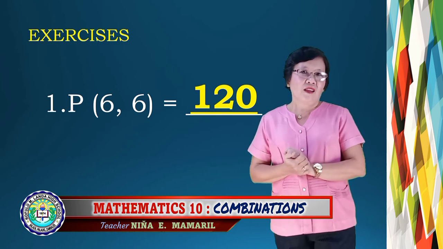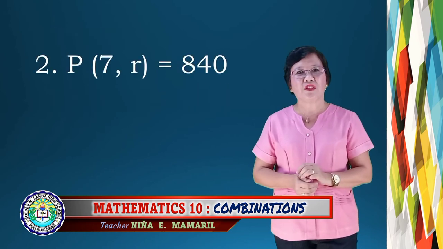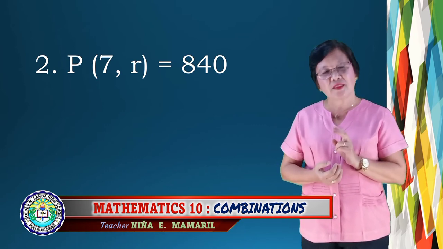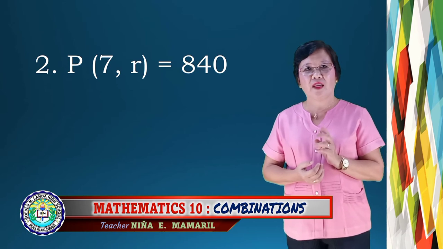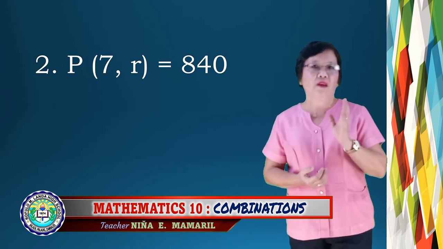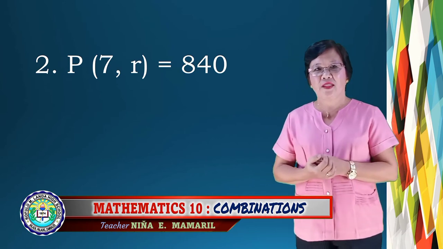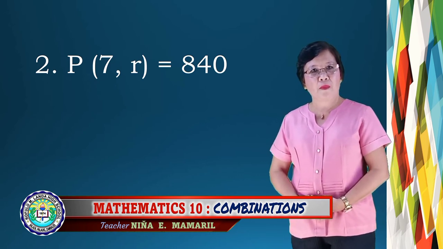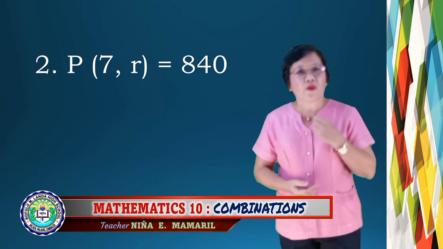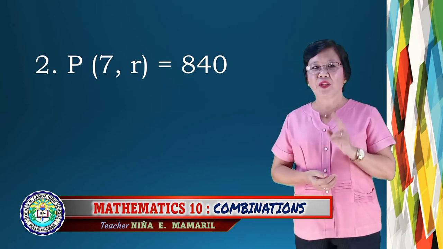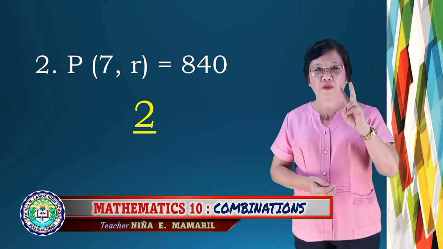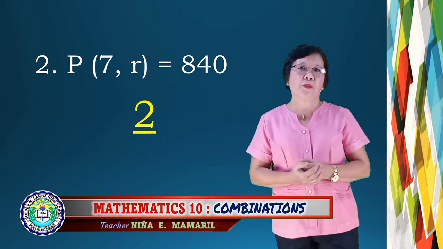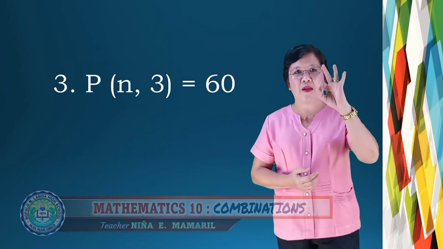Okay? Let us take now your question number two. P(7, r) is equal to 840. In here, your unknown now is r. So solve for the value of r. The correct answer in item number 2 is 2. Nice answer! Okay, let's proceed to problem item number 3.